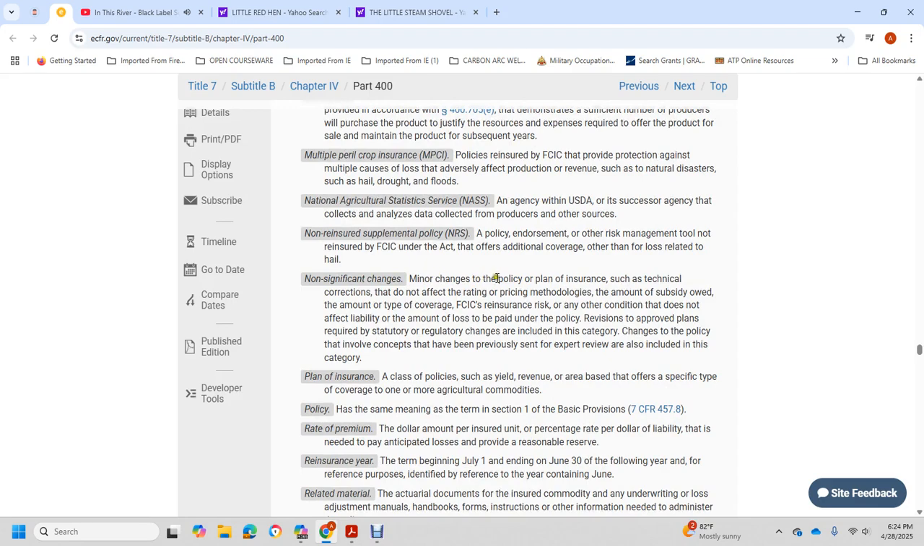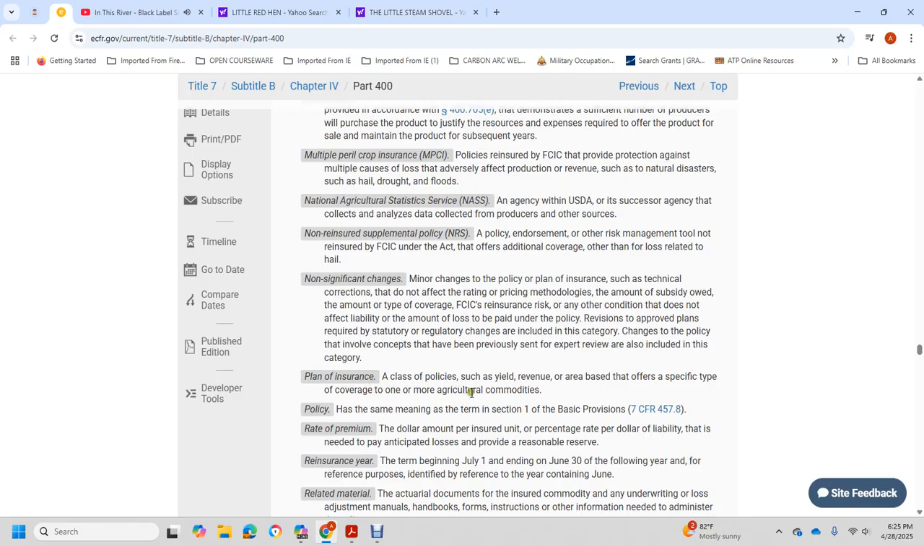Non-significant change: a minor change of the policy or plan of insurance, such as a technical correction, denial for rating, price, methodology, amount of the subsidy, amount owed, type of coverage of the Federal Crop Insurance, or kind of risk reinsured, or any condition that does not have the effect of changing the liability or the amount of loss paid under the policy. Revision of the proof of the plan with the statutory or regulatory requirement is included in this category, as is a policy previously sent with the expert review included in this category.